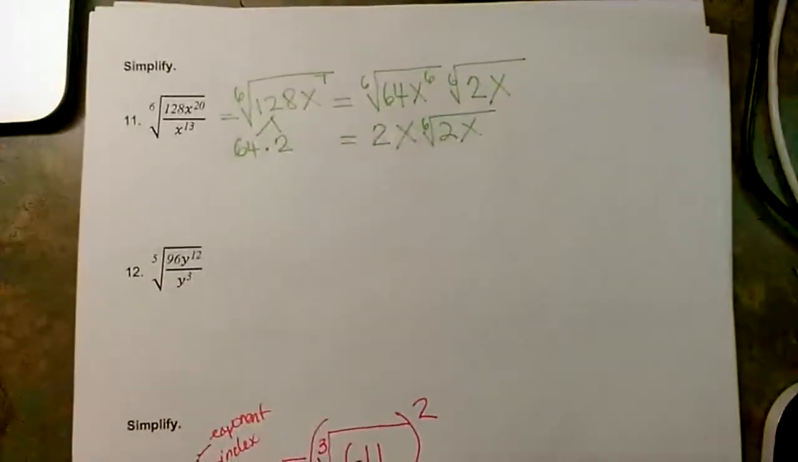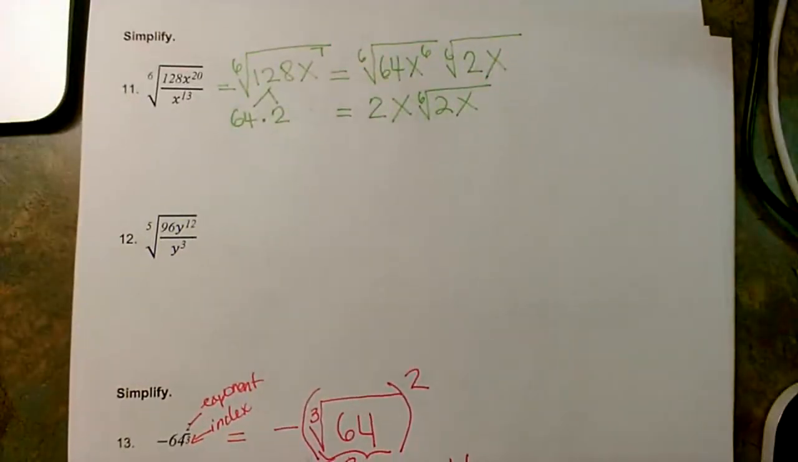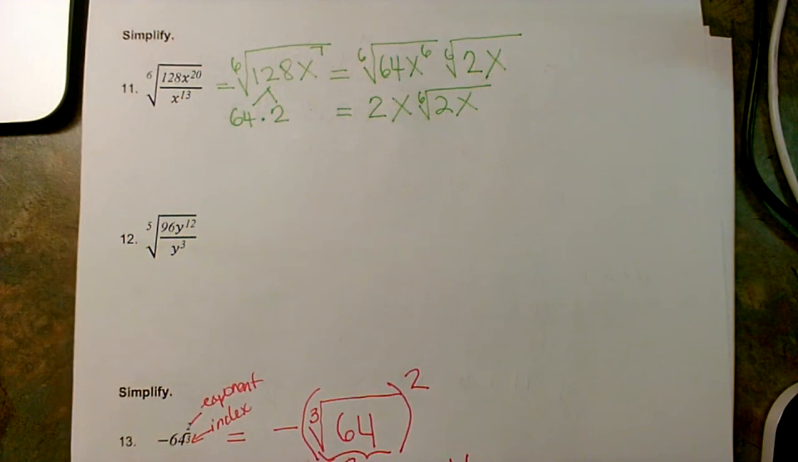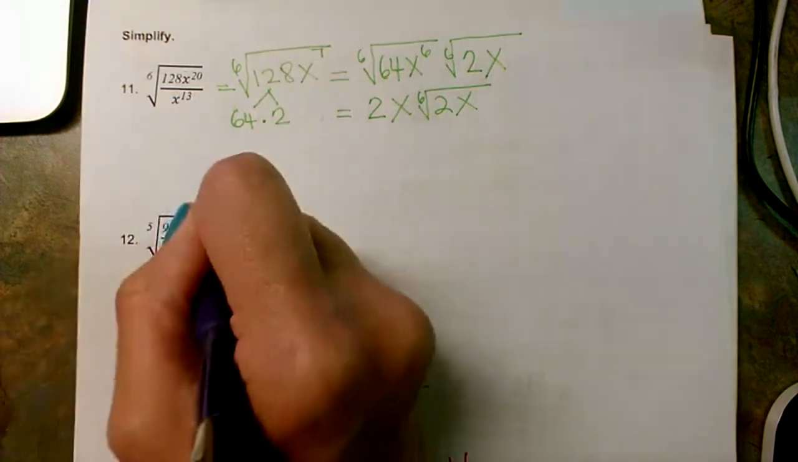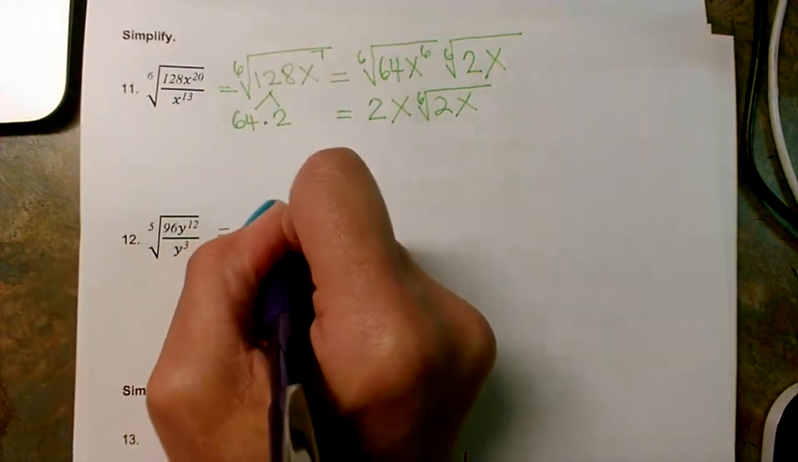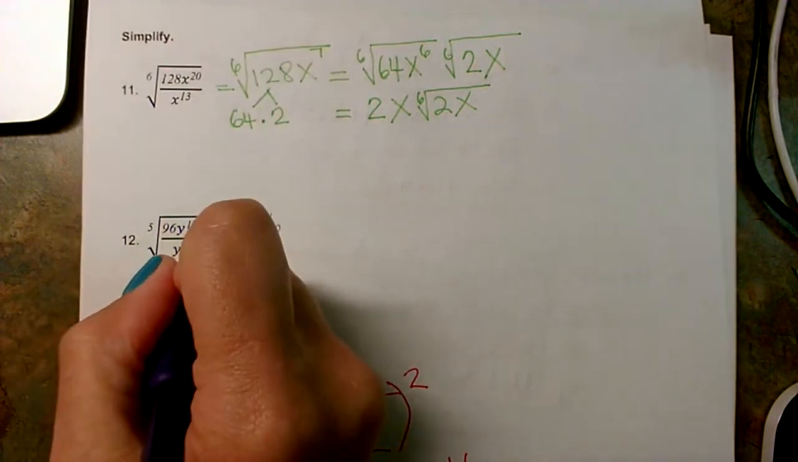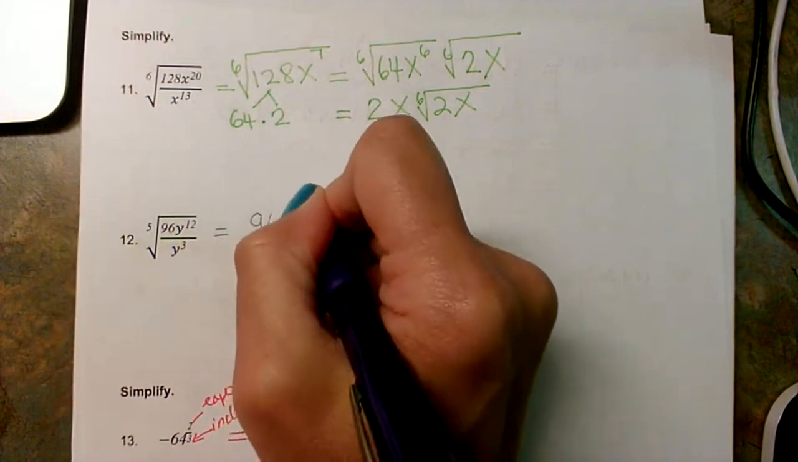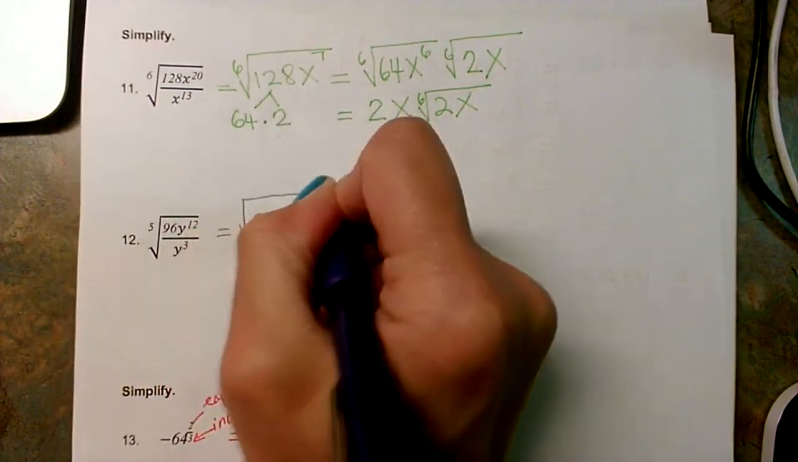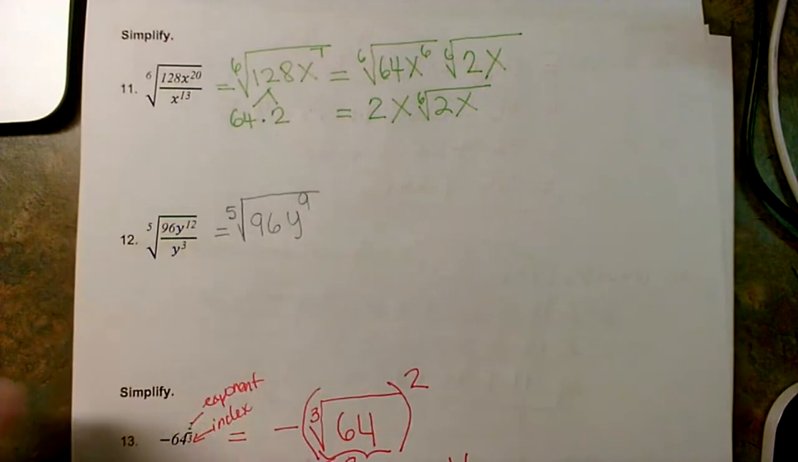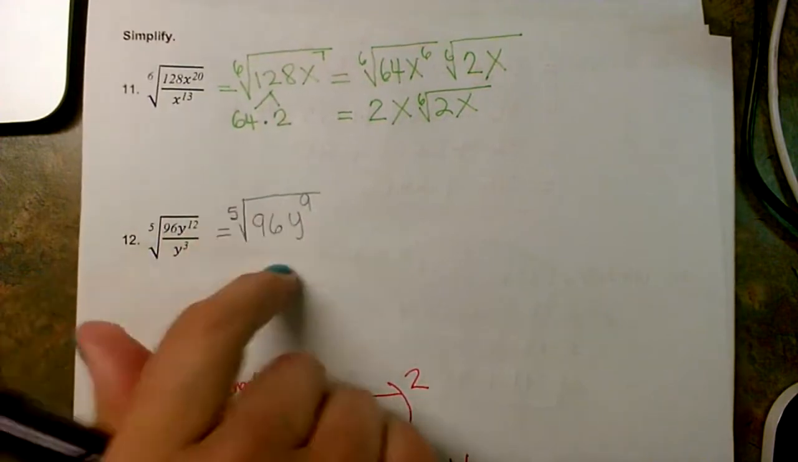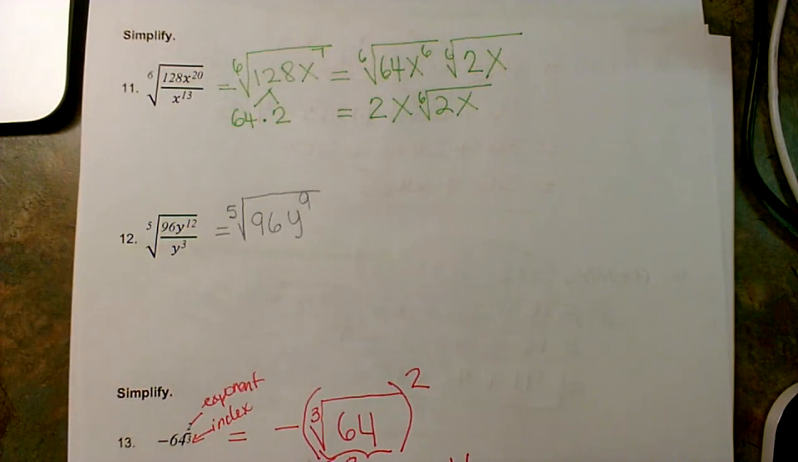Twelve is simplified. Okay? So let's simplify. Y to the 12 and 3. How many do I have left? 9, right? So let's do what we've been doing.